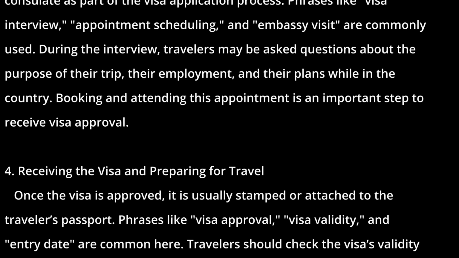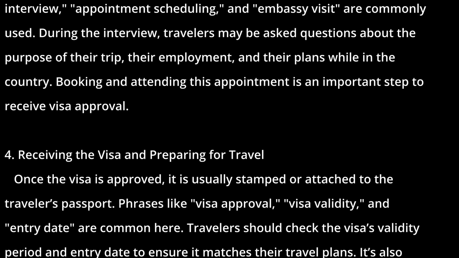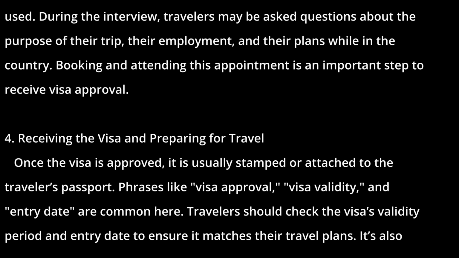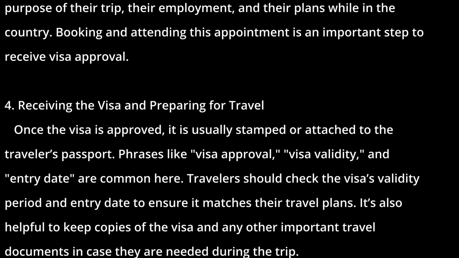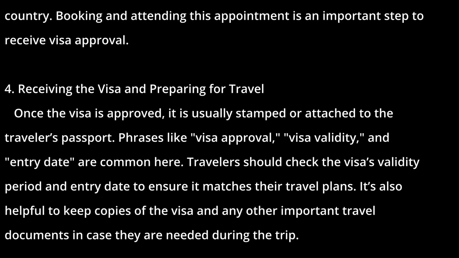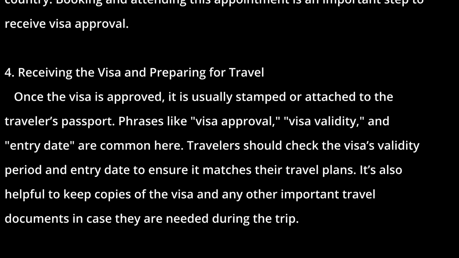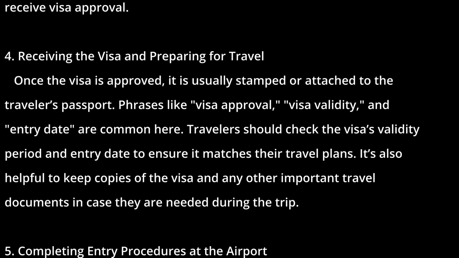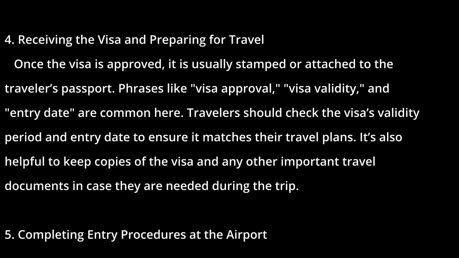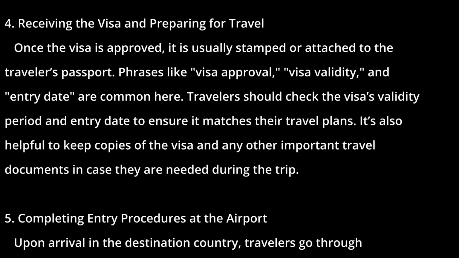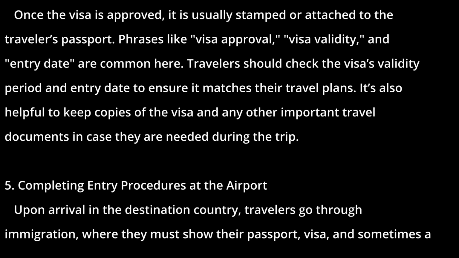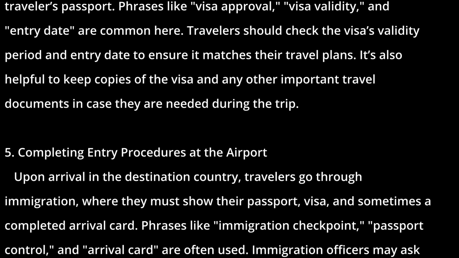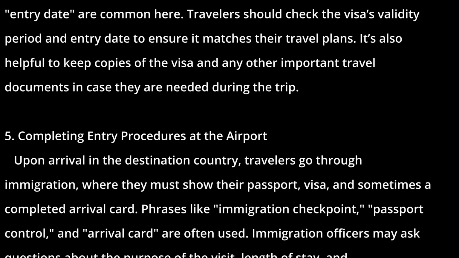4. Receiving the visa and preparing for travel. Once the visa is approved, it is usually stamped or attached to the traveler's passport. Phrases like visa approval, visa validity, and entry date are common here. Travelers should check the visa's validity period and entry date to ensure it matches their travel plans. It's also helpful to keep copies of the visa and any other important travel documents in case they are needed during the trip.